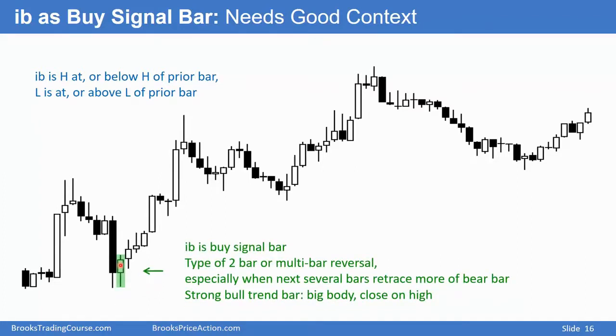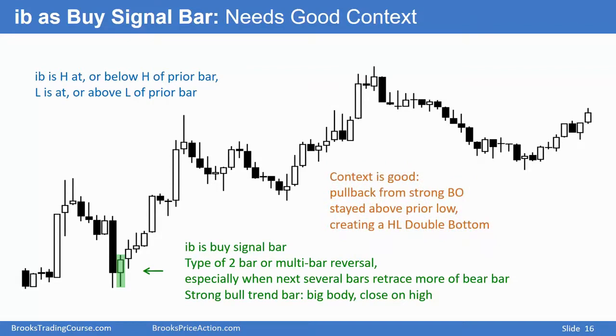It's a type of 2-bar reversal where the second bar is small and it does not reverse much of the first bar. However, it's the start of a multi-bar reversal. So down and then reversed up, and the reversal up was bigger than the sell-off down.